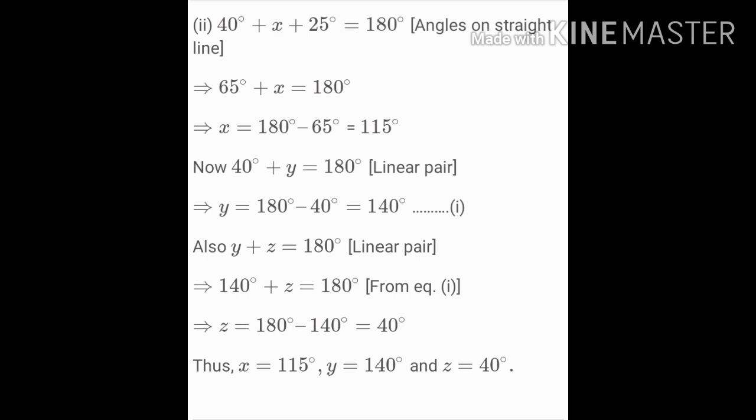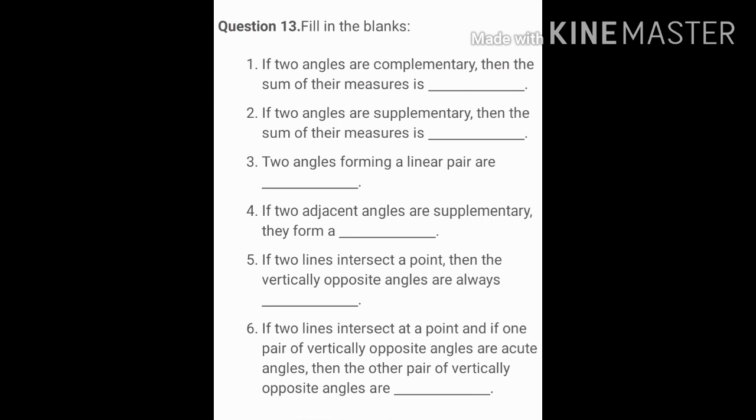Also y plus z is 180 degrees because these form a linear pair. 140 degrees plus z is equal to 180 degrees. From equation 1 we have placed the value of y here in the next part. So z is equal to 180 minus 140 degrees, which is 40 degrees. So the value of x is 115 degrees, y is 140 and z is 40 degrees. Do very carefully. Question 13. It is just a fill in the blanks question. This you can try yourself.